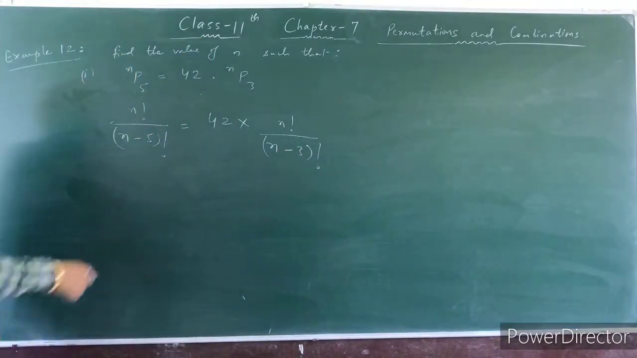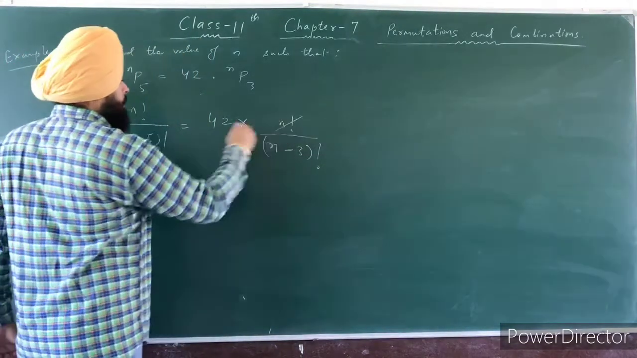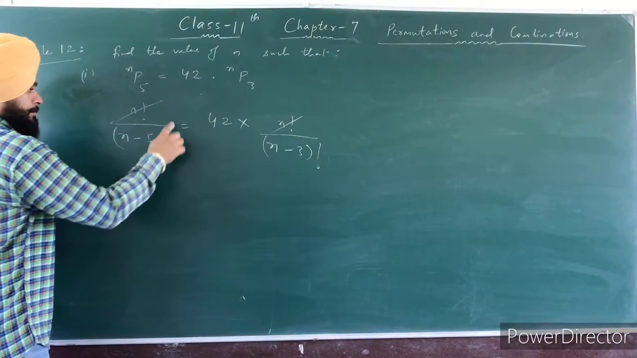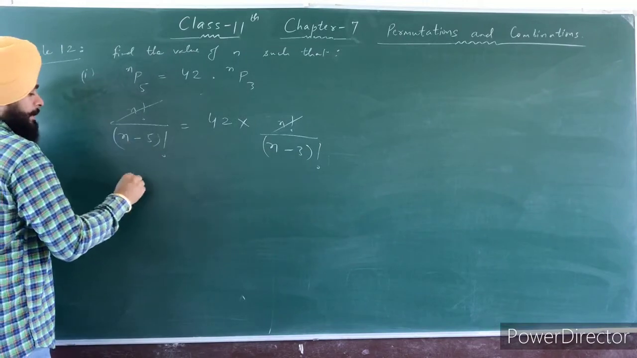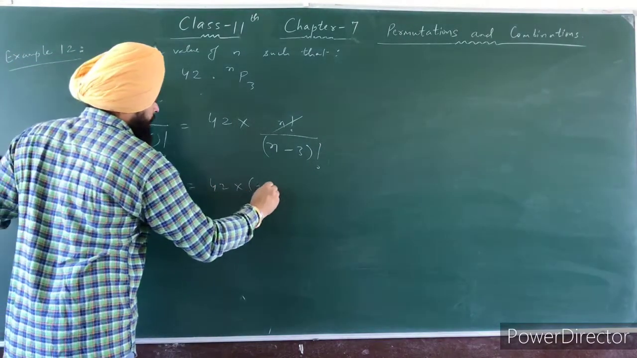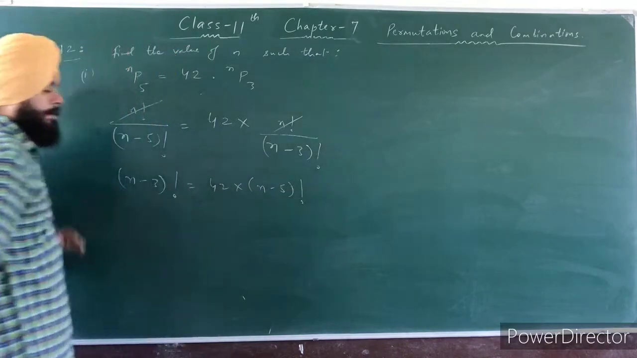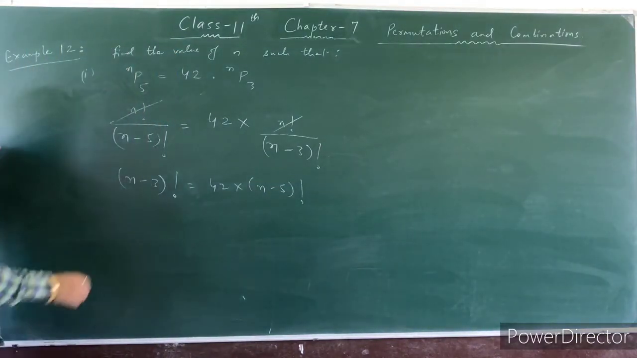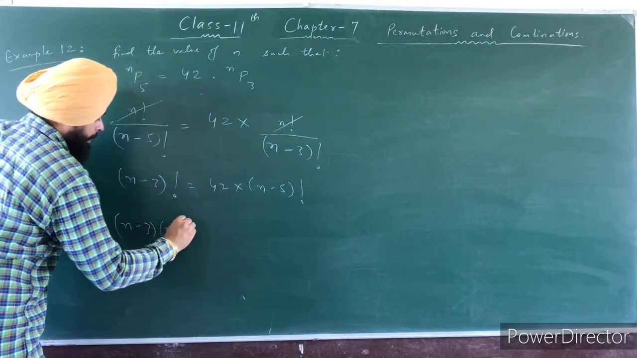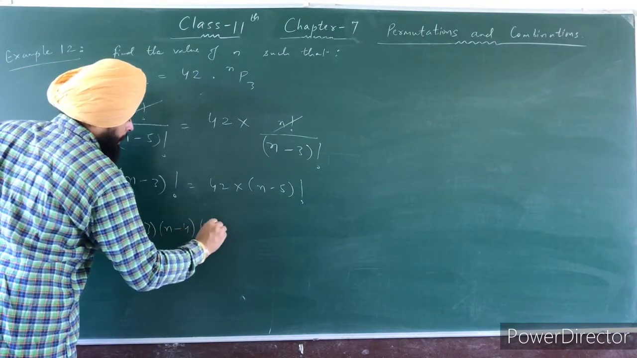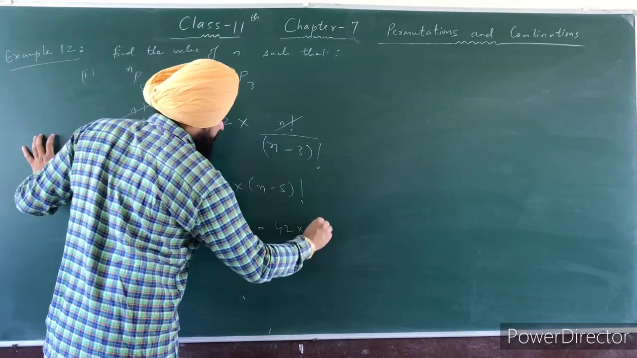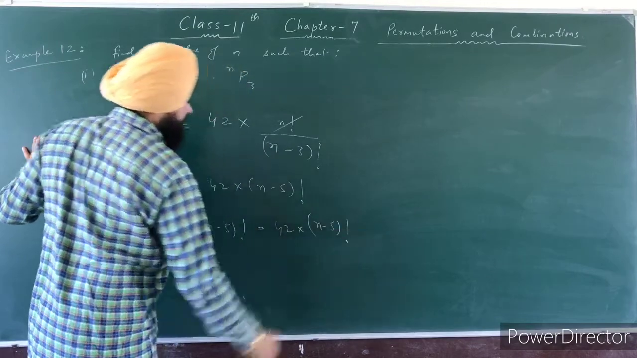Clear? Now you can see here n factorial, n factorial, it is cancelled from both inside. Now you have to cross multiply. It is (n minus 3) factorial equal to 42 multiplied by (n minus 5) factorial. Now (n minus 3) factorial is written as (n minus 3)(n minus 4)(n minus 5) factorial equal to 42 multiplied by (n minus 5) factorial.